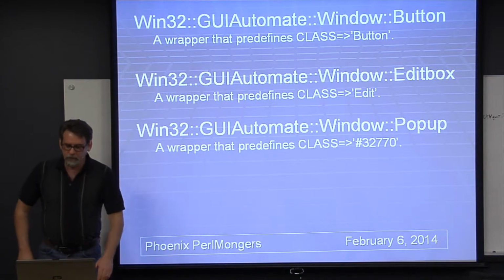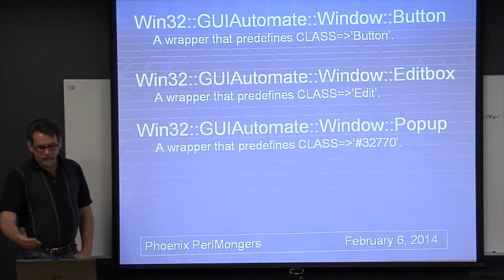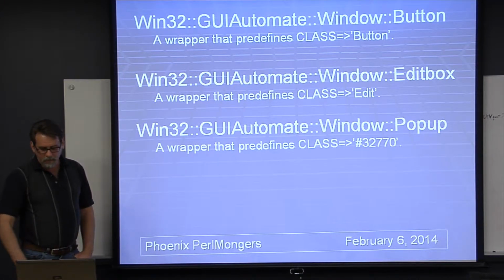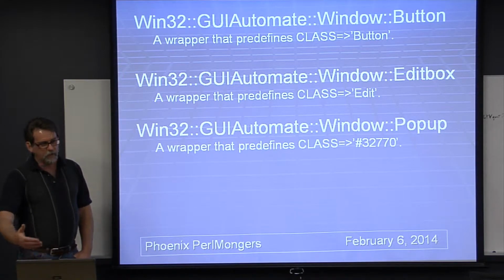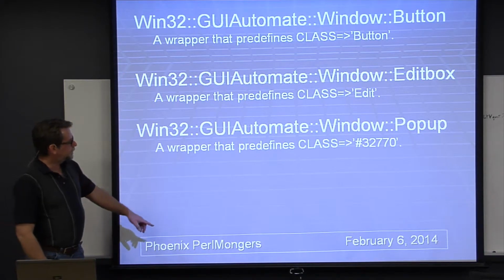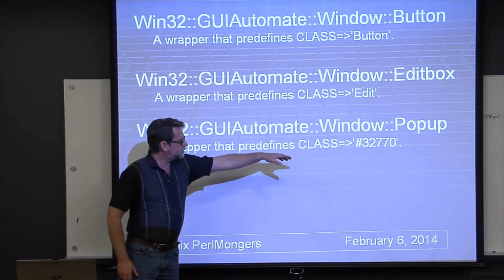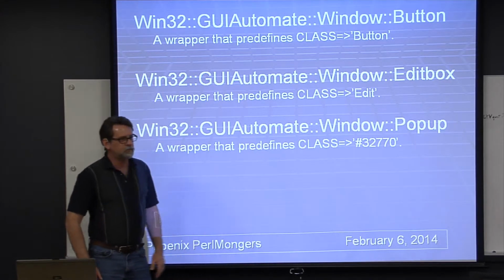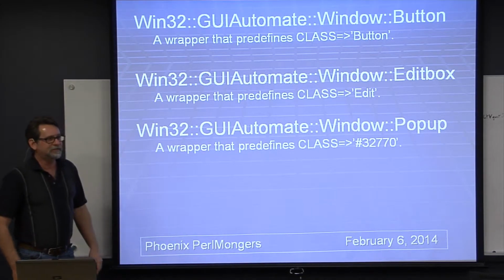Okay, so review then of the other buttons, or other windows we have. Of course, it's a button, an edit, and a pop-up. And all these do right now is just define the classes. And for a pop-up, the class name is that funny thing, #32770, wherever that came from. Who knows, but who cares?